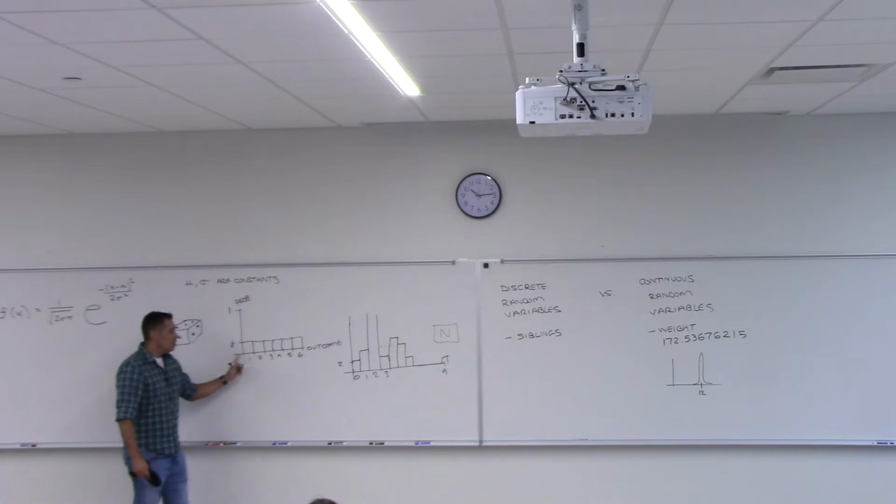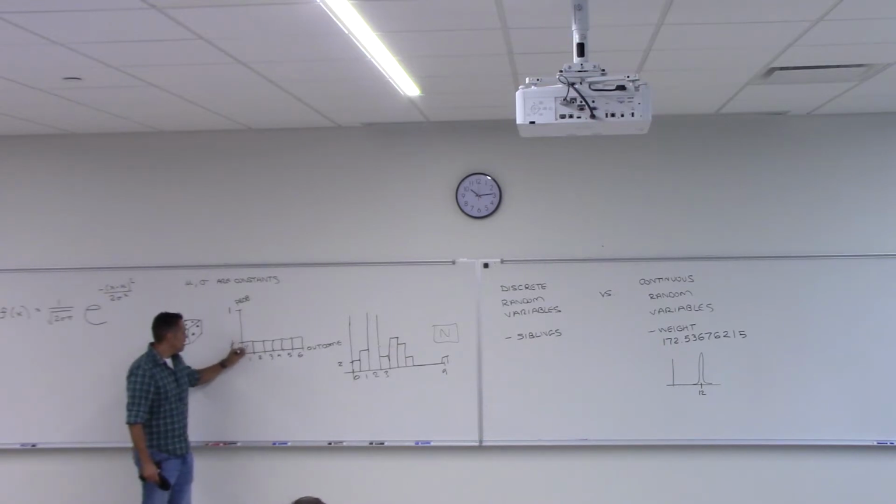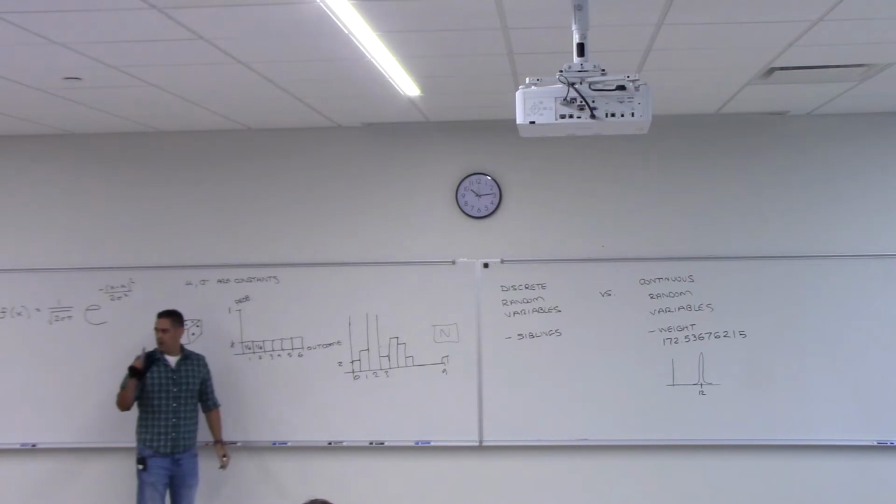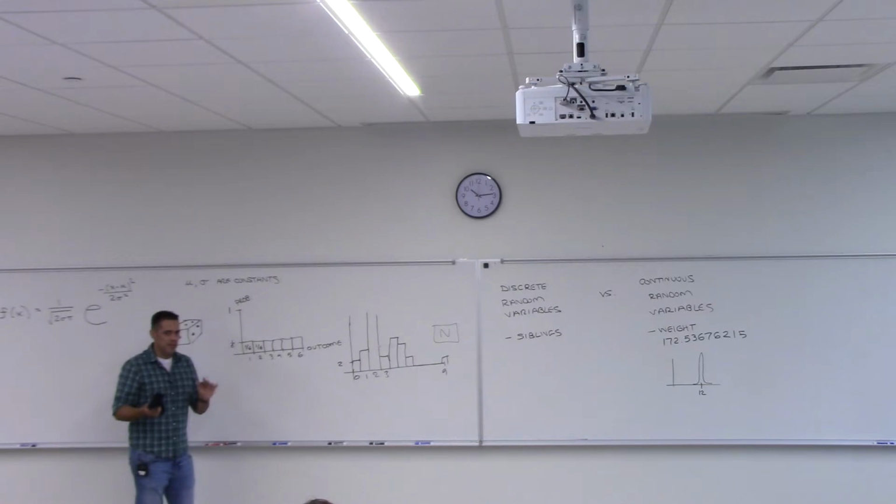Notice that if you look at the area of these rectangles, what's the area of this first rectangle? It's 1 wide and 1/6 tall. So the area of that's 1/6. The area of that one? 1/6. If you add up all these areas, what do you get? 1, right? You get 1. That's not a coincidence. That's actually a property of it.